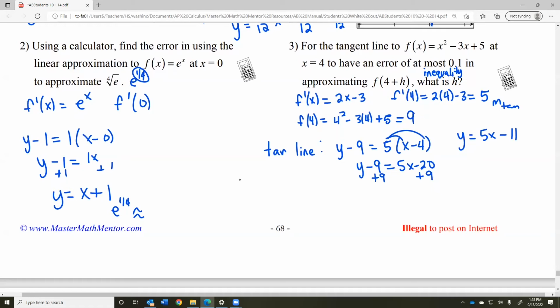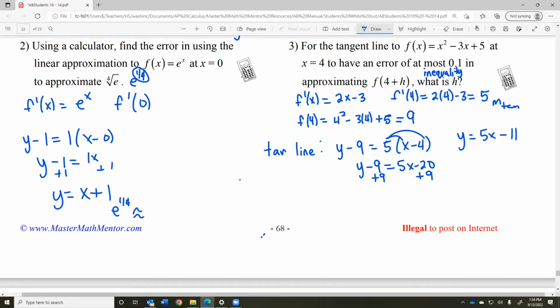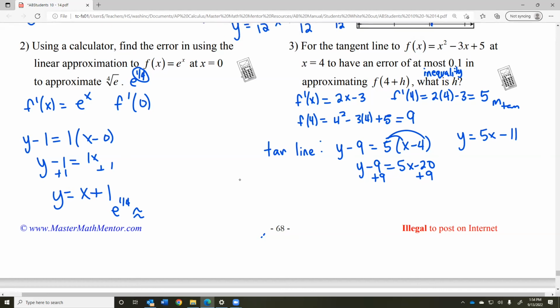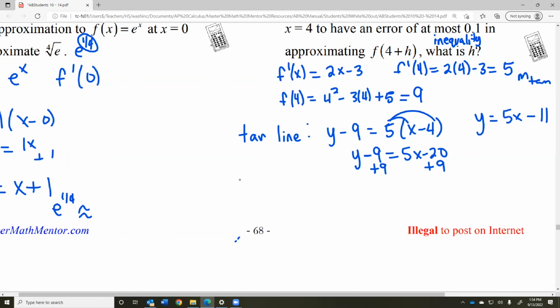So now what we want is 4 plus h. We want to basically see how far can we go away from this point x equals 4 and the error still be less than or equal to 0.1. So what we're looking at here is this idea of an inequality. This gets kind of yucky, but let's see what we got.